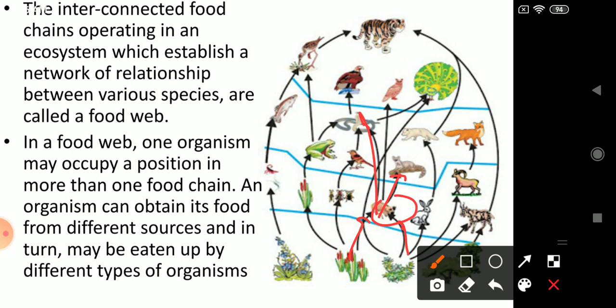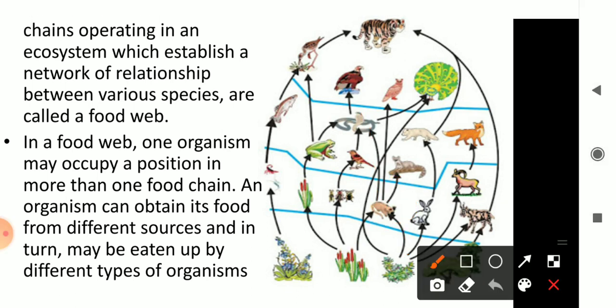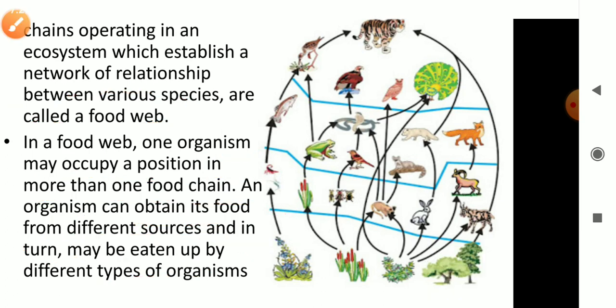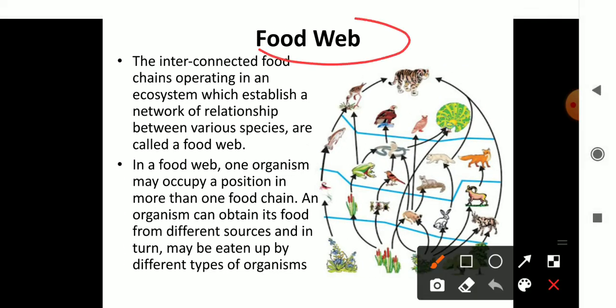Okay, so there is a network of food chains, and this network is because, as I said, an organism may occupy a position in more than one food chain. It's not that a particular animal will have only one type of food. It may be eating different types of food, so it may be a participant of a number of food chains. And that particular animal may be serving as food to many other different animals. And so food chains work as a net, they are all interconnected, and this network of interconnected food chains is what is referred to as a food web.